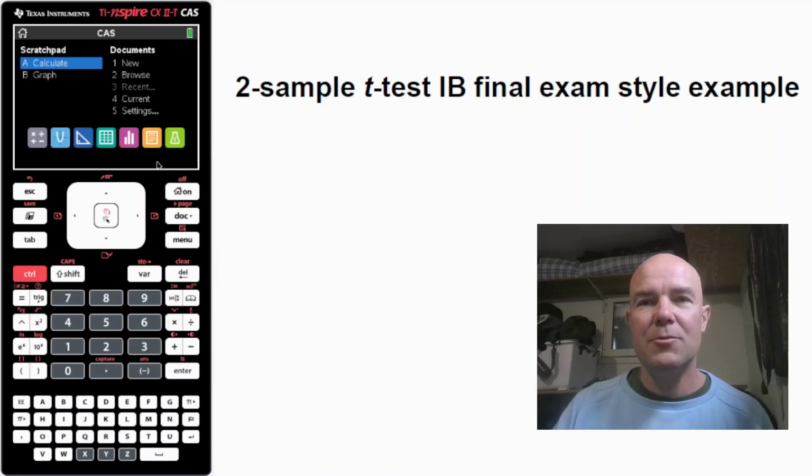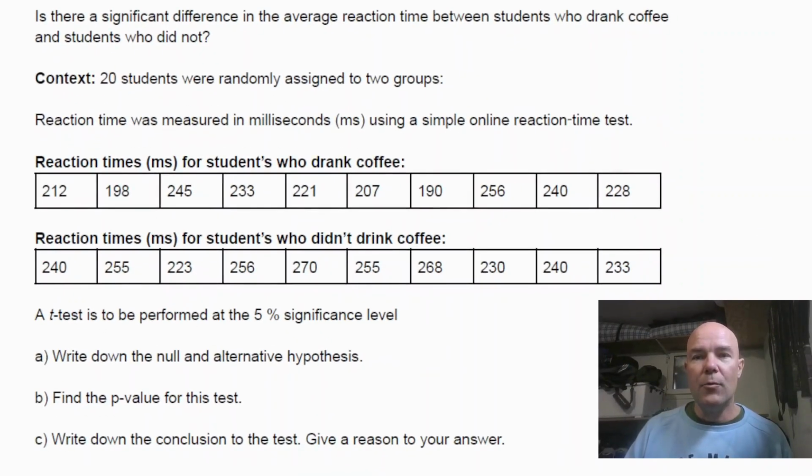Hello. In this video, we're going to look at the two-sample t-test using an IB final exam style question. Here is our question, where we have two samples. One sample is students who drank coffee, measuring reaction times in milliseconds. And we compare that to the group of students who did not drink coffee. And here are the reaction times for those as well.